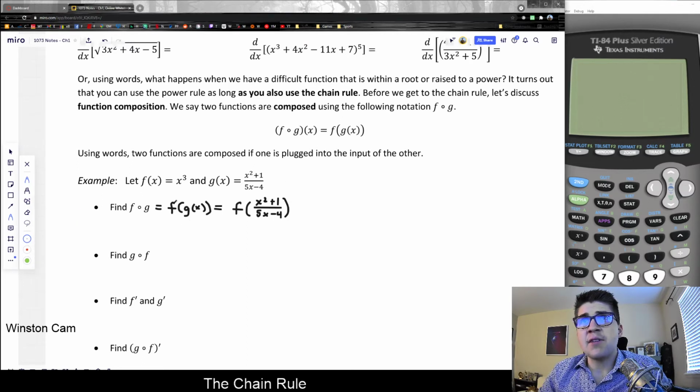Now, in this case, f of x was relatively straightforward. It's x cubed. So what I need to do is take the inputs and replace that inside f of x. So basically this whole thing will be cubed, because that is what f of x does. It cubes my input. So f of all of that would just be all of that to the third power.